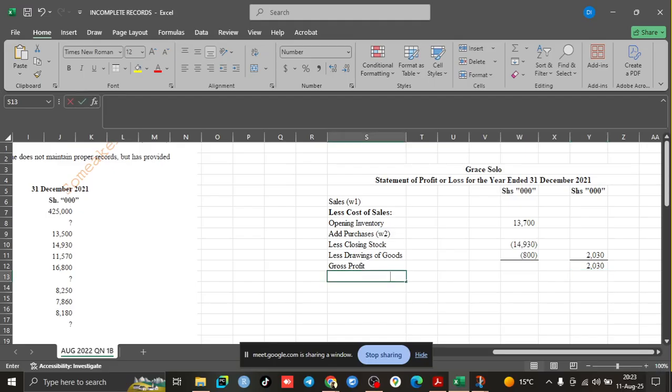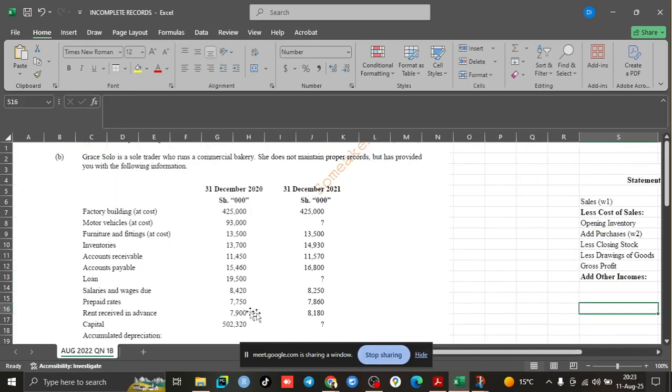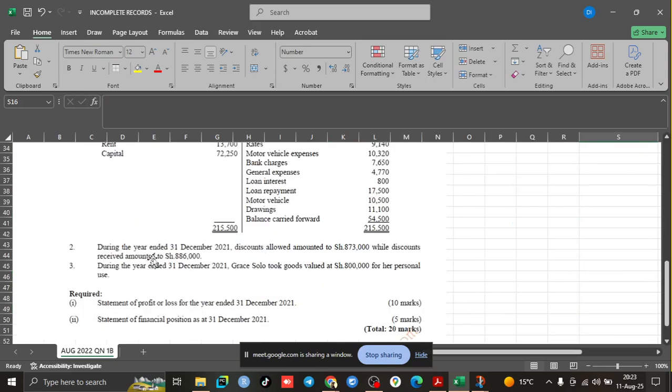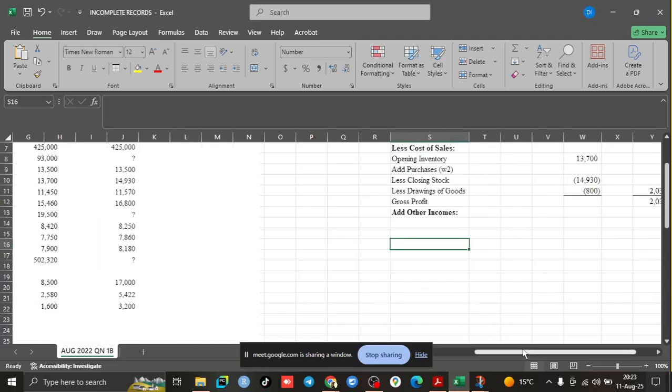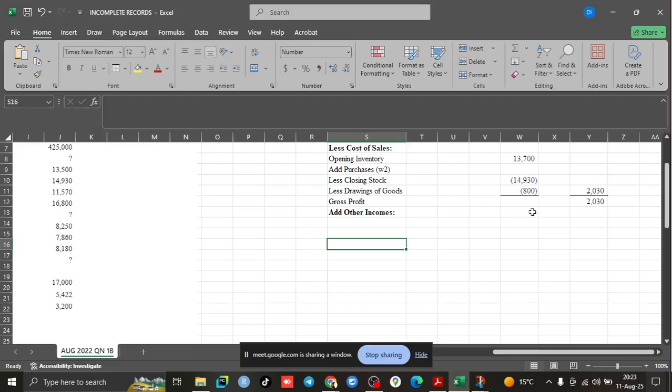Add other incomes, nimeona other incomes, namely discount received. Mostly sole trader ndo ukuwa na discount received, investment income, etc. So other incomes in this case was given under note 2. Discount allowed ilikuwa 873, while discount received amounted to 886. So discount received of 886,000. The discount received is an income, 886,000. So 886.